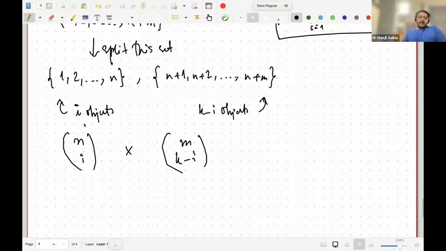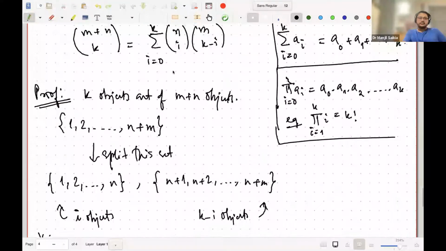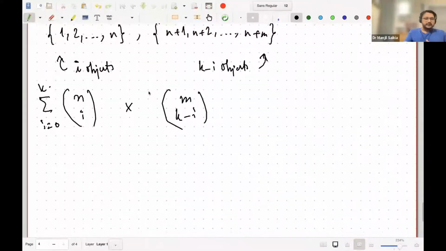And this i is arbitrary, so I can choose 0 objects out of this, I can choose 1 object out of this, and I can keep on going until k objects. So that means the total number of choices that I have is actually summing over all of these choices of i, which is going from 0 to k. And this is actually the right hand side of the Chu-Vandermonde identity. So this was a very short combinatorial proof of the Chu-Vandermonde identity, right?